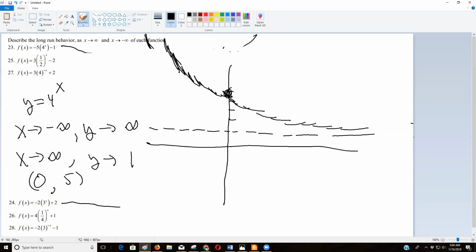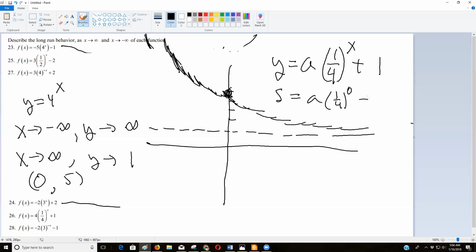So I know it won't be y equals 4 to the x. It'll be y equals 1/4 to the x, or I could say 4 to the negative x. I'd like to keep my exponent positive if I can. I know it has a horizontal asymptote of y equals 1. And there's some stretch factor here probably. We've got to get it to pass through that 0, 5. So does 5 equal a times 1/4 to the 0 plus 1? Well, 1/4 to the 0 is 1, so that's a. And if I subtract 1 from both sides, a equals 4. So this should be a 4 right here.